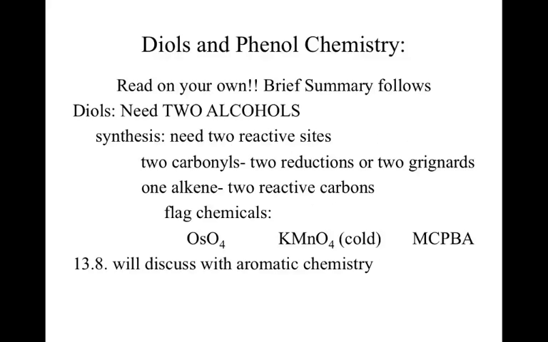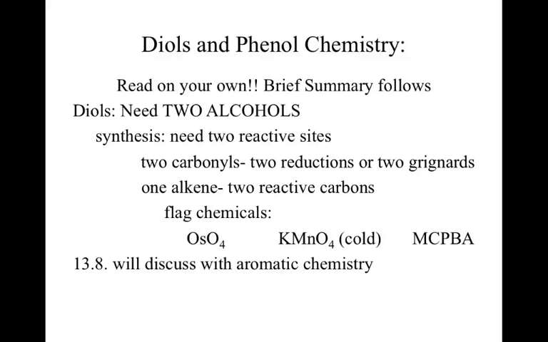Briefly, a diol is something that just needs two alcohols. So the ways to make those, we would need two reactive sites. The one the book addresses first is the reduction. If you had two carbonyls and you reduced both carbonyls, you now have a diol because you'd have two alcohols.